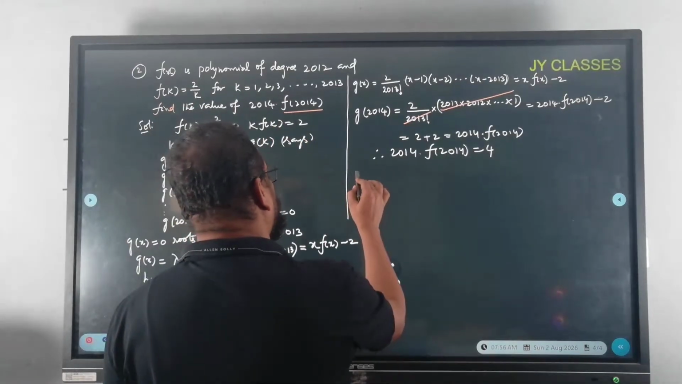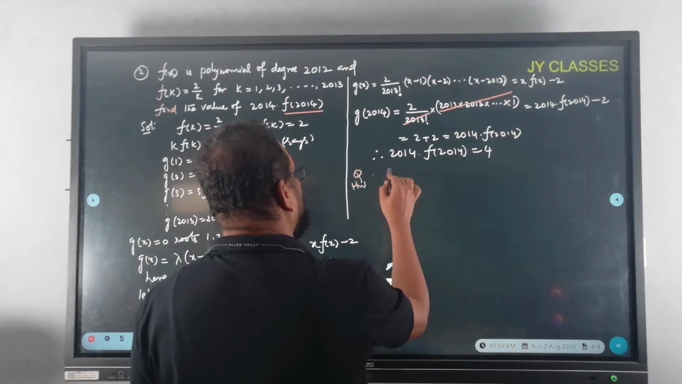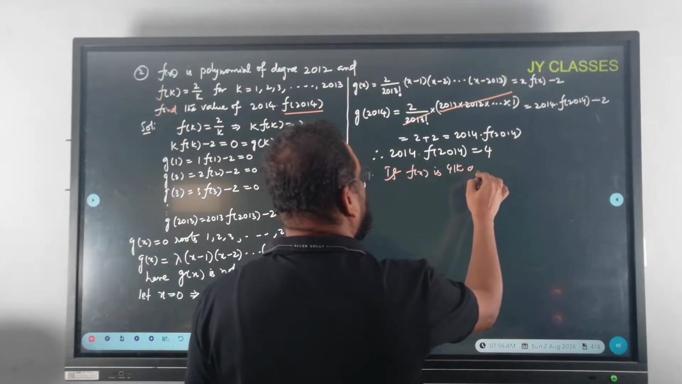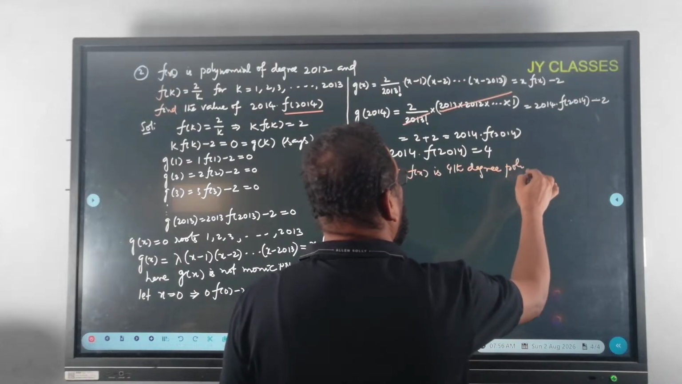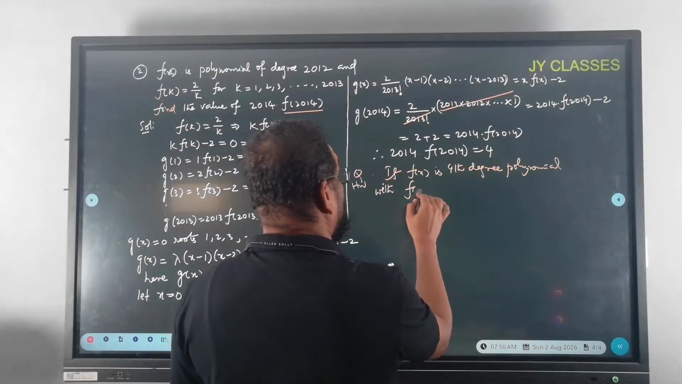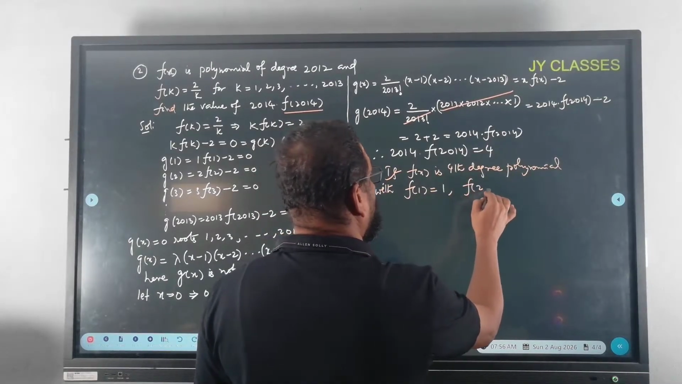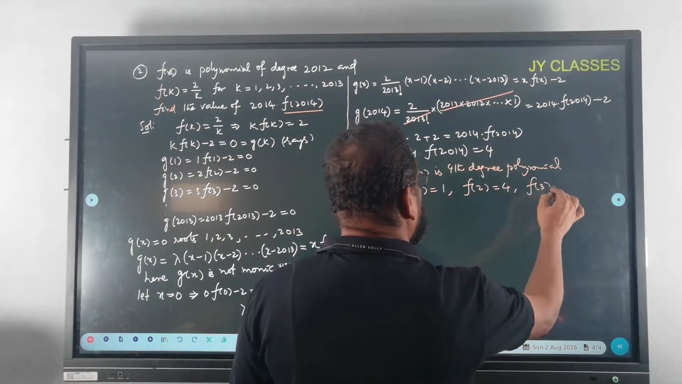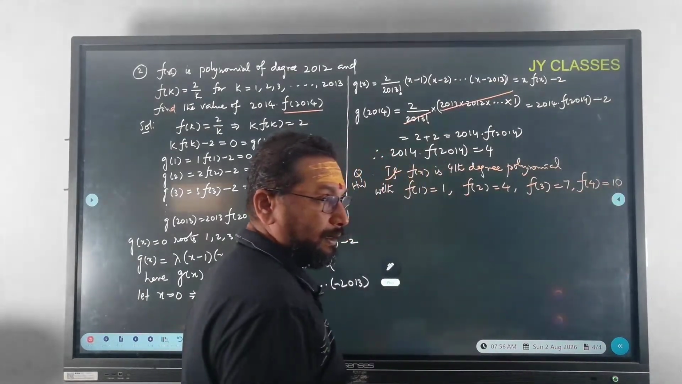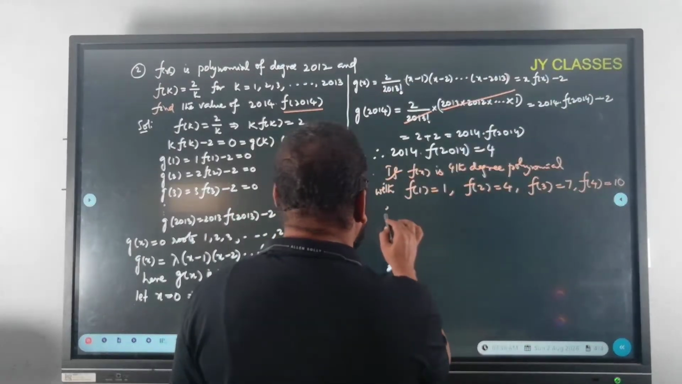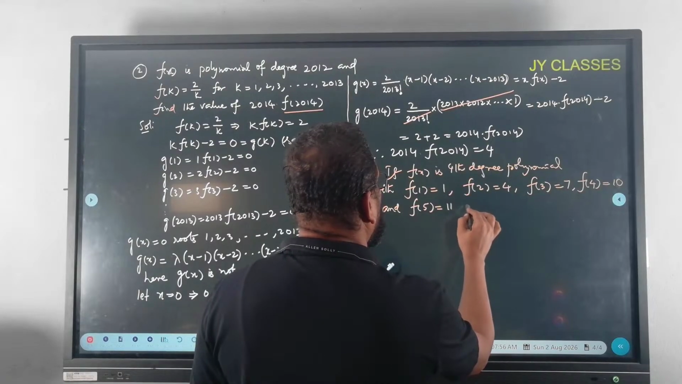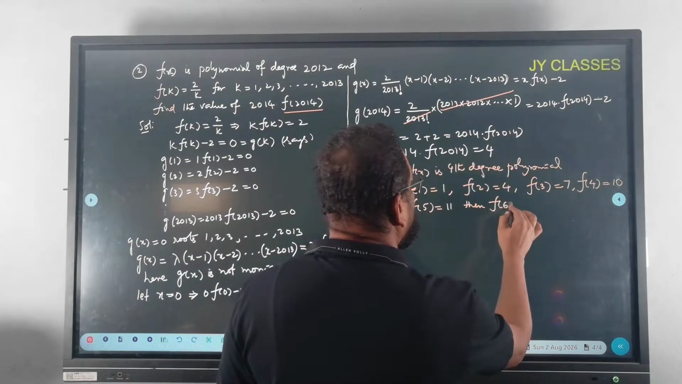Complete it. After you finish, I will give you one homework question, do it. If f of x is a 4th degree polynomial with f of 1 is equal to 1, f of 2 is equal to 4, f of 3 is equal to 7, f of 4 is equal to 10, and f of 5 is equal to 11, then f of 6 is equal to what?